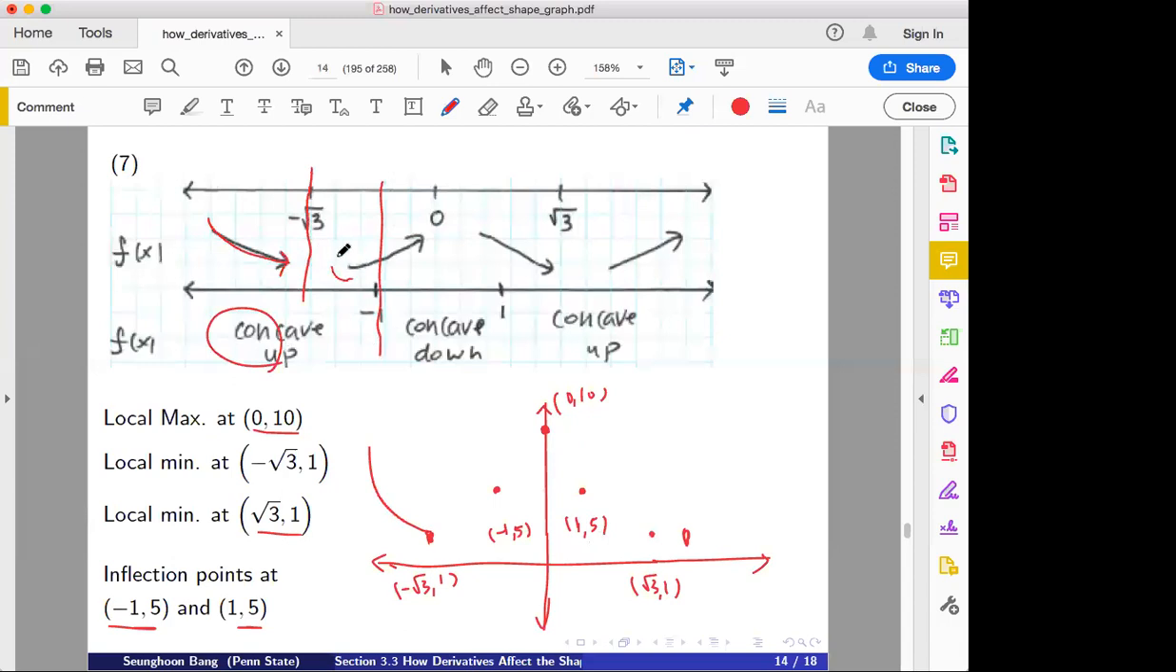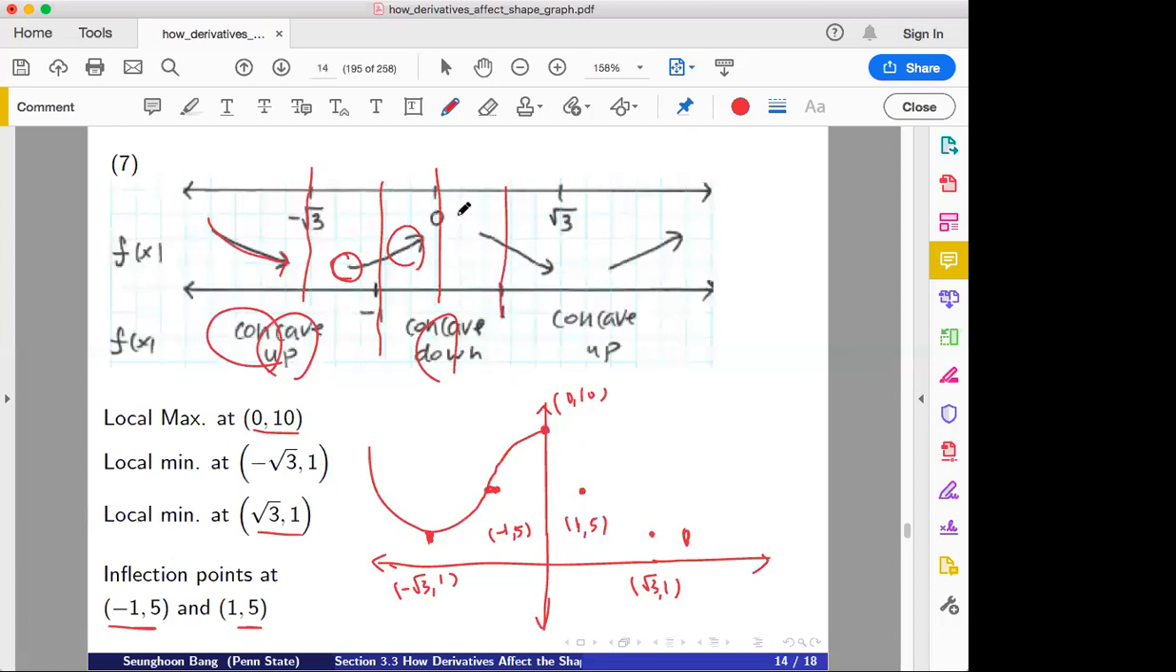Graph is increasing concave up, here. The next, minus 1 to 0: increasing concave down. Concavity changes. This is an inflection point. Graph is like this.